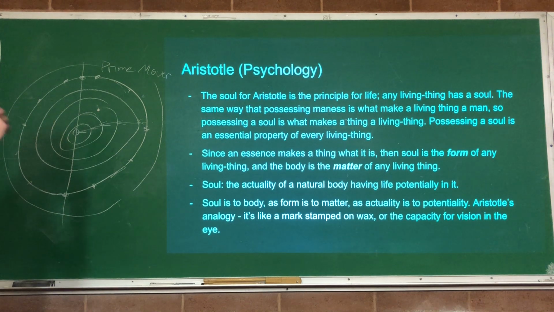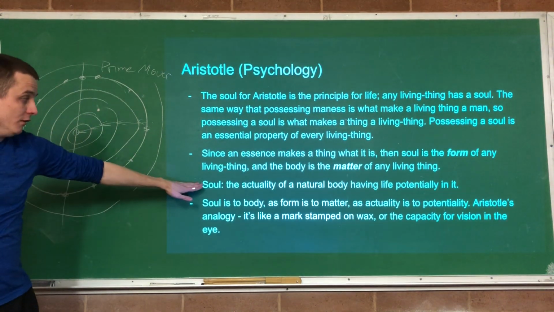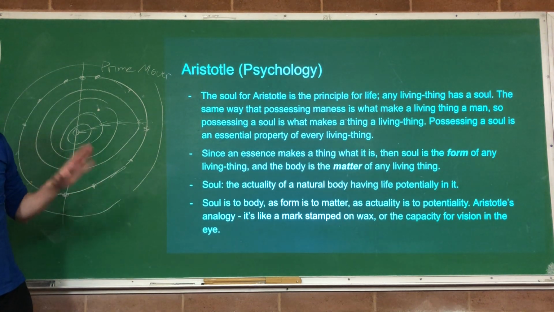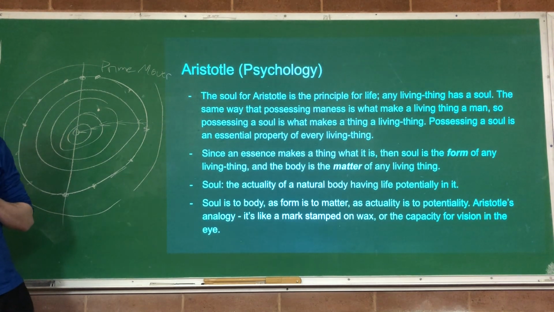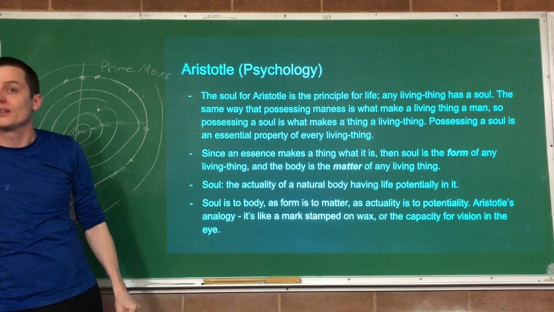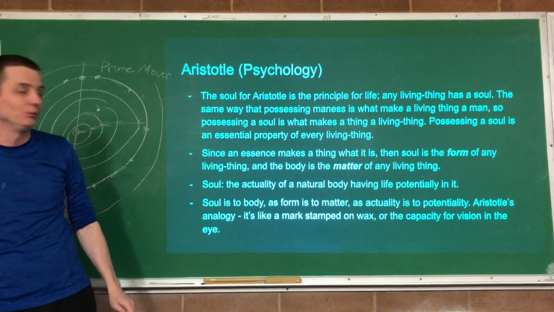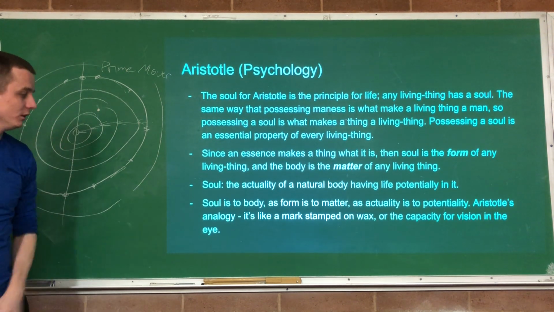Since an essence makes a thing what it is, then soul is the form of any living thing, and the body is the matter of any living thing. So every living thing has as part of its form, soul, and then body obviously goes into the matter of the living thing. Another way to view it: soul is the actuality of a natural body having life potentially in it. The actuality, actualizing yourself, of any natural body out there having life potentially in it. Actualize the life in you. That's soul. And we'll get into the three things you have to be considered a living thing, but hopefully we see what he means by soul.